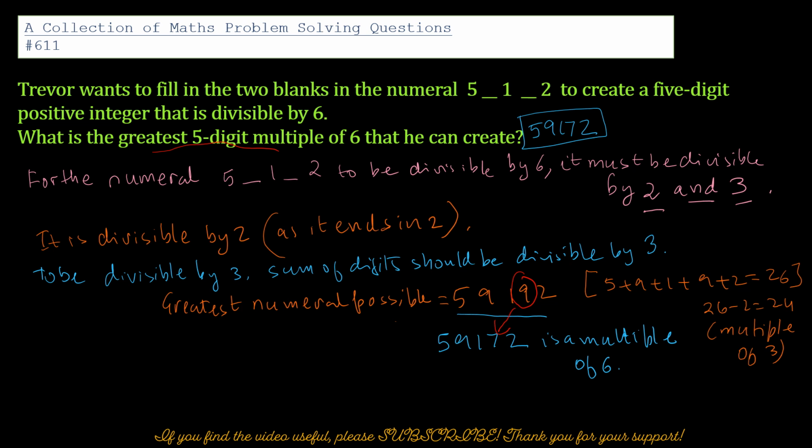multiple of 6 that Trevor can write. So 59172 is a multiple of 6, because if you add up the digits, 5 and 9 is 14, 15, and 7 is 22, plus 2 is 24, and that is a multiple of 3, and so 59172 is the number that he should write.